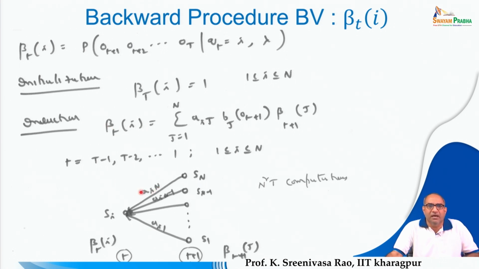The same thing is applicable for all the time instances, from capital T to t minus 1, t minus 2, till 1. In the same way that we used the forward variable to compute p of O given lambda, we can also compute p of O given lambda using the backward procedure. Here again the number of computations involved will be the same, of the order of N squared T, by the same analogy as we discussed for the forward variable. Basically, these forward and backward variables are used for estimating the parameters to solve the third problem. We will see that.